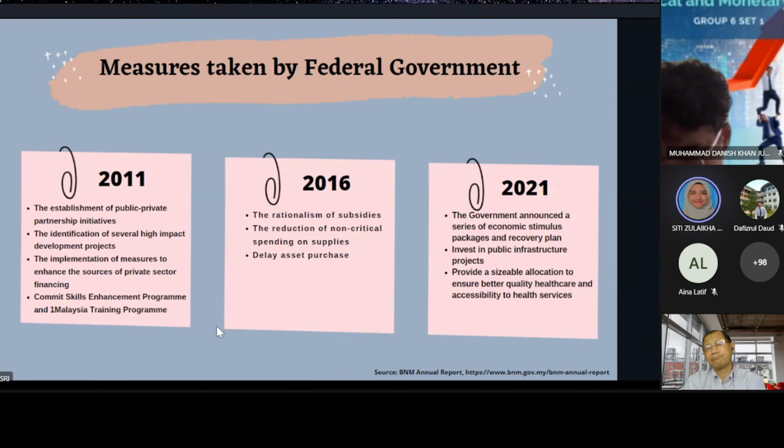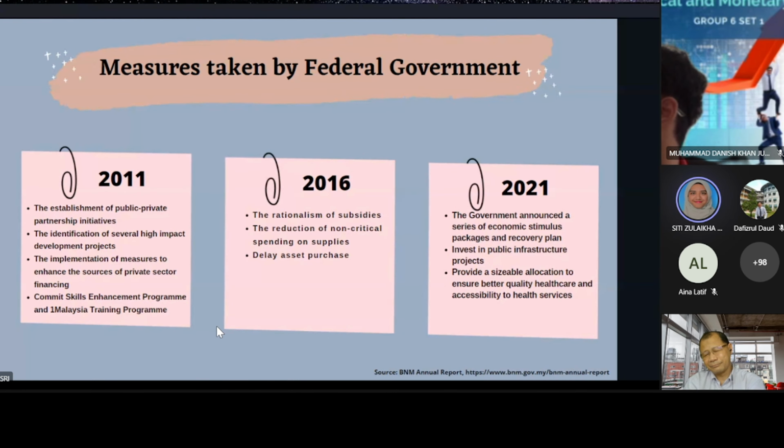The government will also continue to focus on recovery measures to revitalize the economy and also support business activity and to protect the well-being of the rakyat, like investing in public infrastructure projects. The government also provided a sizable allocation to ensure better quality healthcare and also accessibility to health services.